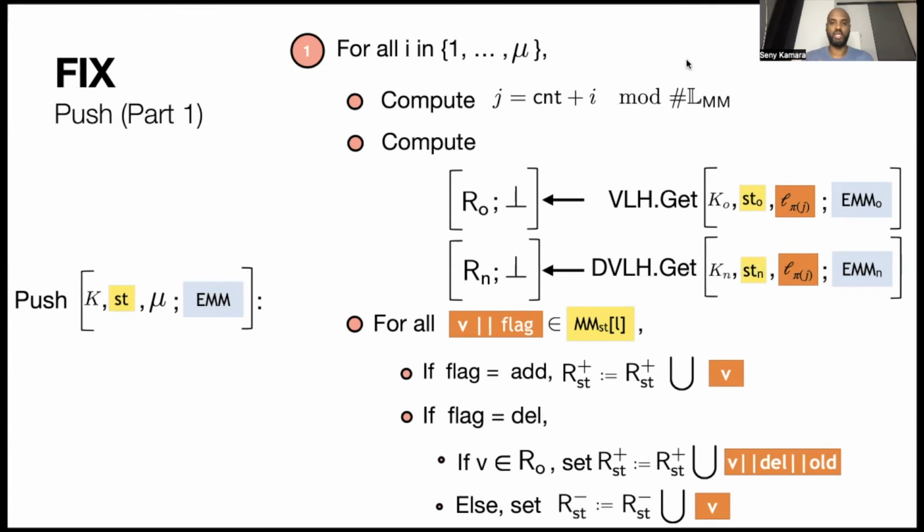And then it's going to push this new tuple to the dynamic EMM stored on the server, and then it's going to erase all of the values associated with L from the stash. And yeah, that's pretty much it. Again, it's going to do this for mu labels at a time. Which mu labels get pushed in which epoch is going to be determined by the random permutation.